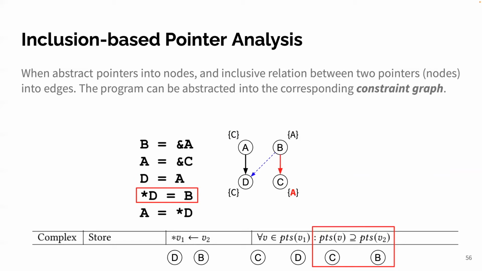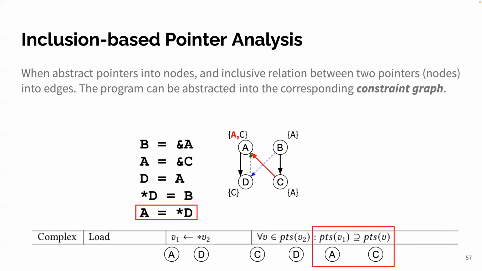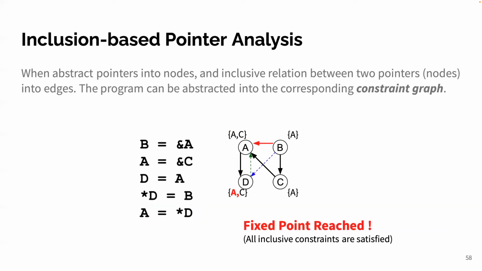Then the store statement is processed such that an edge between B and C is inserted to represent the inclusion relation between B and C. Then by processing the load statement, an edge between C and A is inserted to represent the inclusion relation between points-to sets of A and C. Note that the algorithm will not terminate at the current stage, as the constraint between A and D is still not satisfied, because the points-to set of D does not include the points-to set of A while there's an edge between A and D. The algorithm is then repeated several times until reaching the minimum fixed point and all the constraints are satisfied.